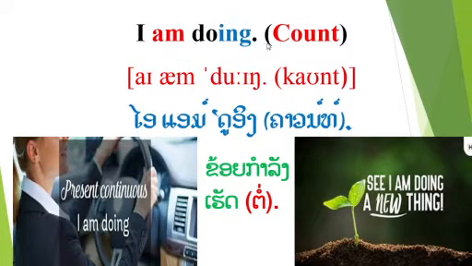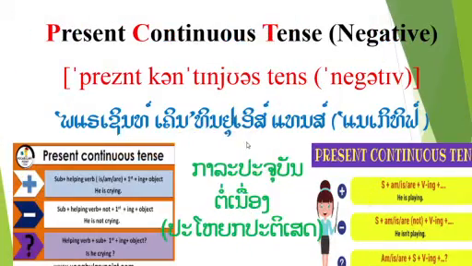I am doing count. The positive sentence I am doing count. Are you ready? If you are ready, let's go and practice together. Let's go. The name of the positive sentence I am doing is present continuous tense.